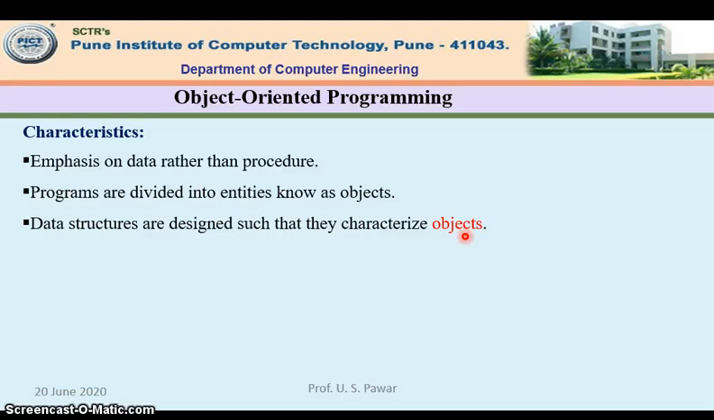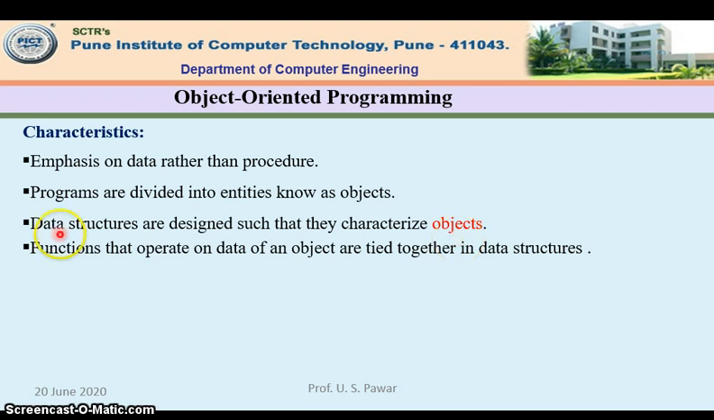Because throughout the course we are always going to play with class and object, right? Everything in OOP is just an object. We will also see in short what we mean by data structures. Okay, so don't worry about that. The next characteristic of OOP is that functions which are operating on the data of an object are tied together in the data structure. That is nothing but the class.